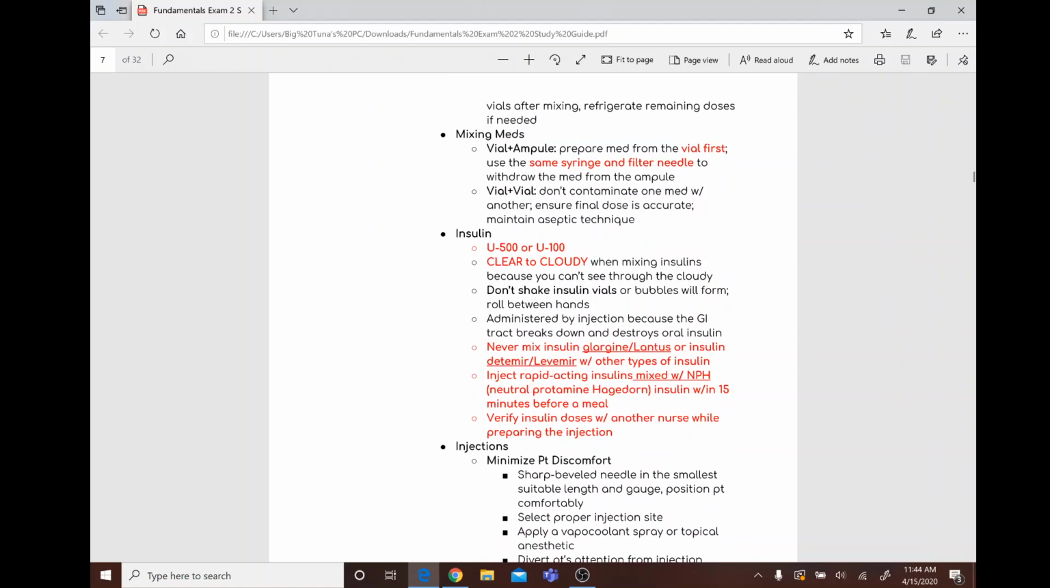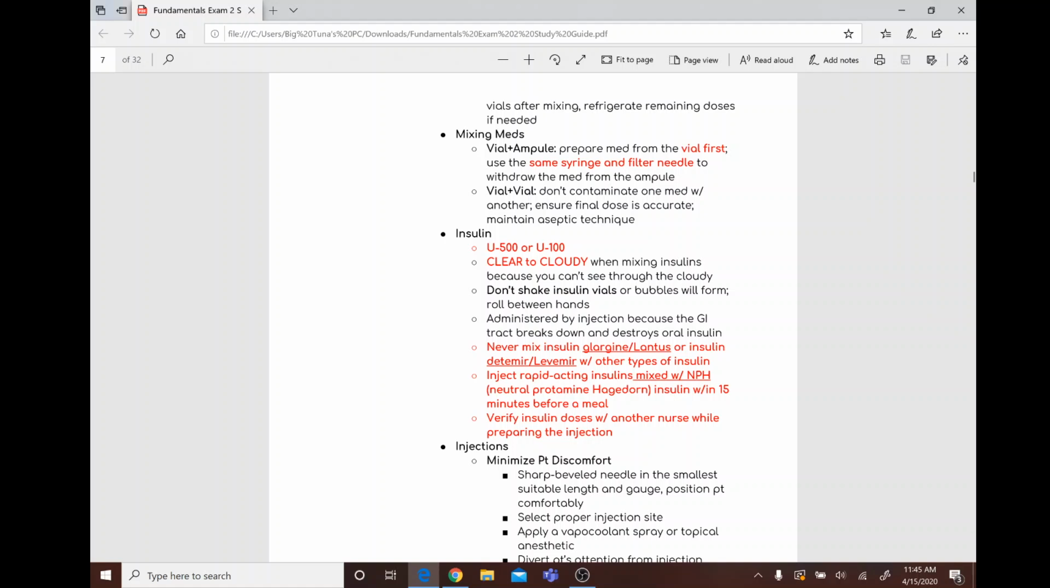Insulin is U500 or U100. Draw up clear before cloudy when mixing insulins, because you can't see through the cloudy. Don't shake insulin vials, or bubbles will form. Roll the vial between your hands. It is administered by injection because the GI tract breaks down and destroys oral insulin.